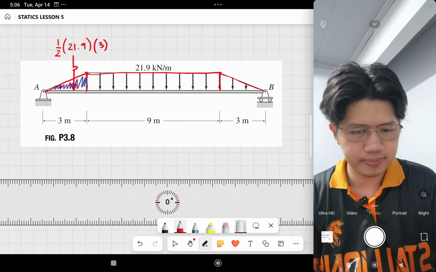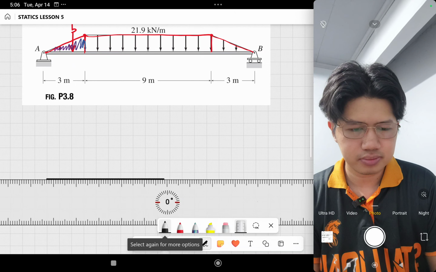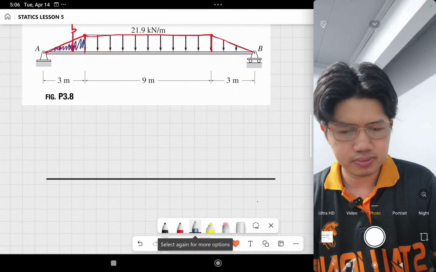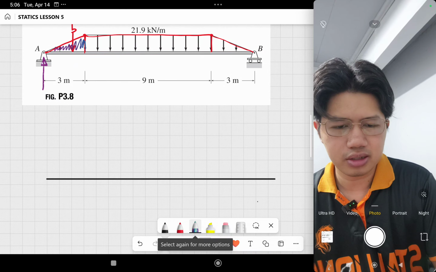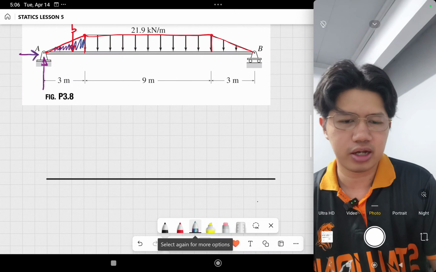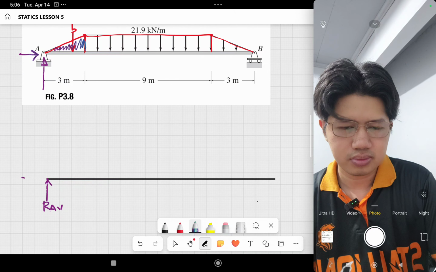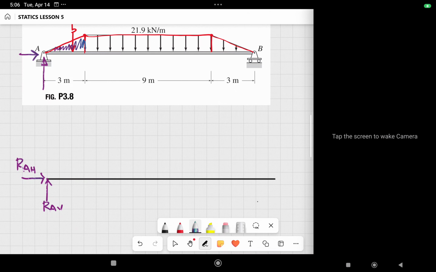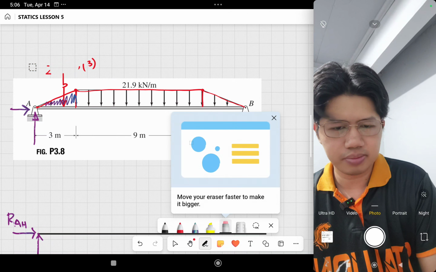So, gawa na din ako ng free body diagram sa ilalim. So, dito we have a pin. So, meron kang vertical reaction and a horizontal reaction. And then let's compute this one. So lipat ko lang.